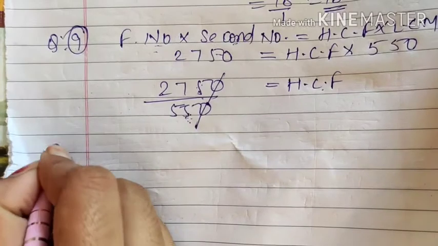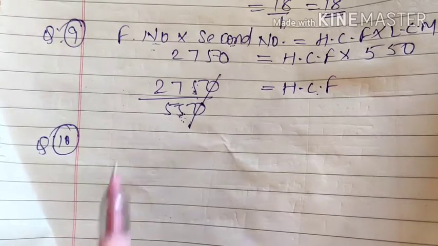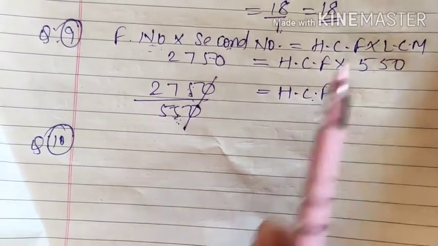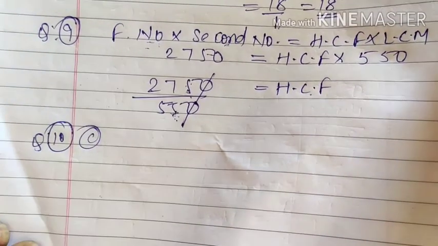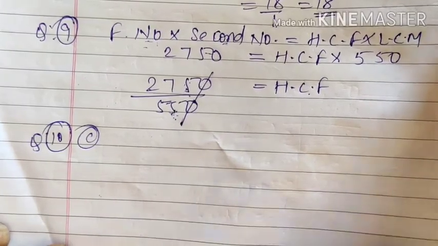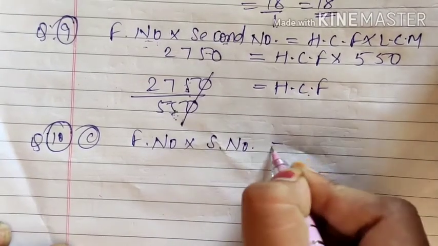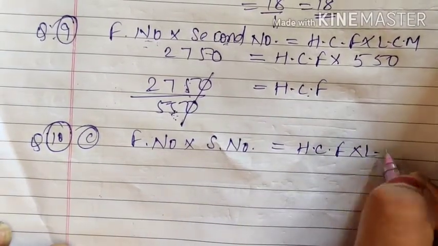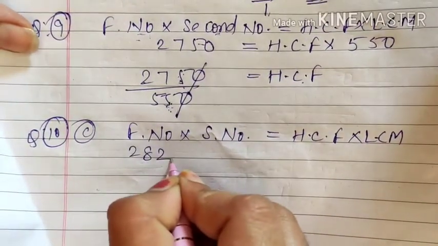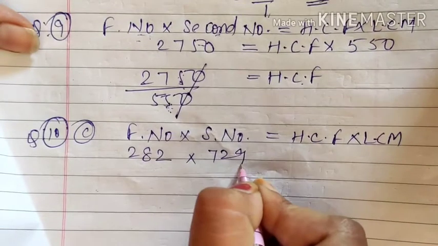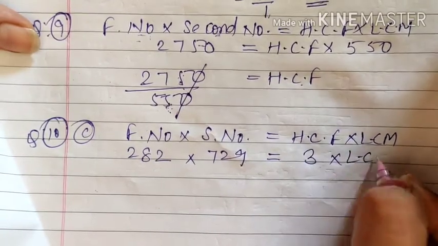In question number 10 also, one table is given and in that table 3 numbers are given out of 4. You see 1, 2, 3, 4. Out of 4, 3 numbers are given and the 4th we have to find out. Here I will solve one part for you, that is the C part. Question number 10, C part. In the C part, first number into second number is equal to HCF into LCM. So what is the first number? It is given as 282. And the second number is given as 729. HCF is given as 3 and LCM we have to find out.